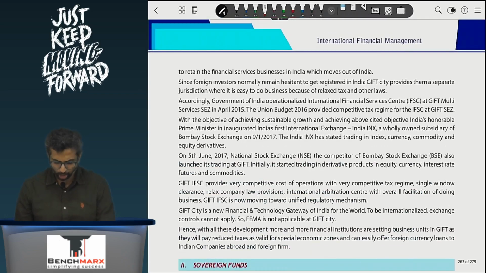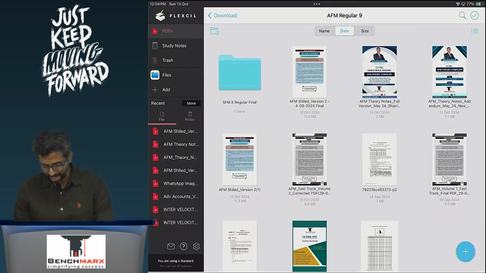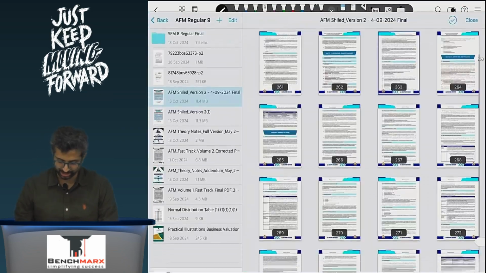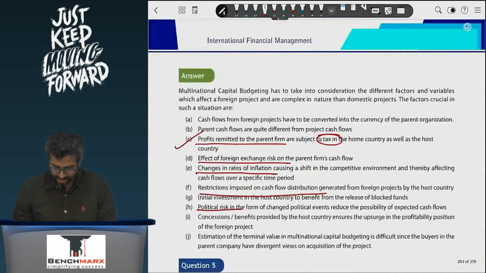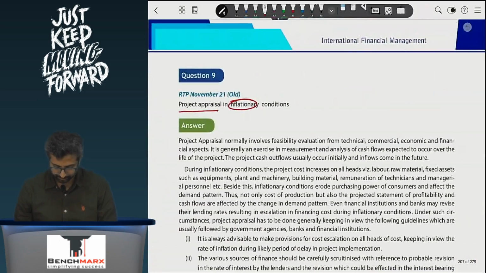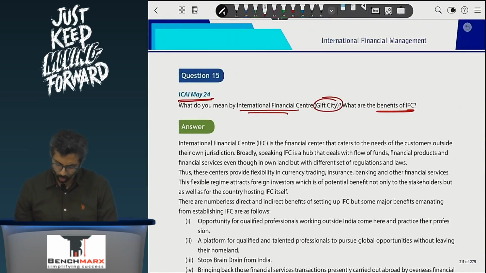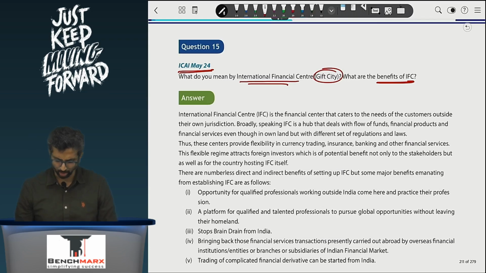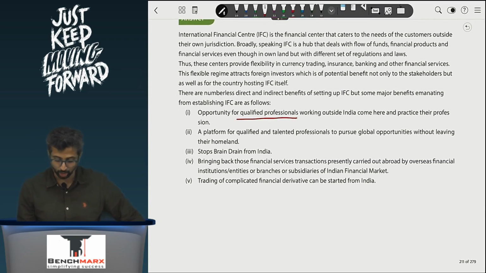Okay, so over here this is regarding this international financial center. What was asked in May 24, just a second, if you can just focus, what was asked in May 24 was: what do you mean by an international financial center and what are the benefits? Benefits over here are it provides opportunities for qualified professionals.